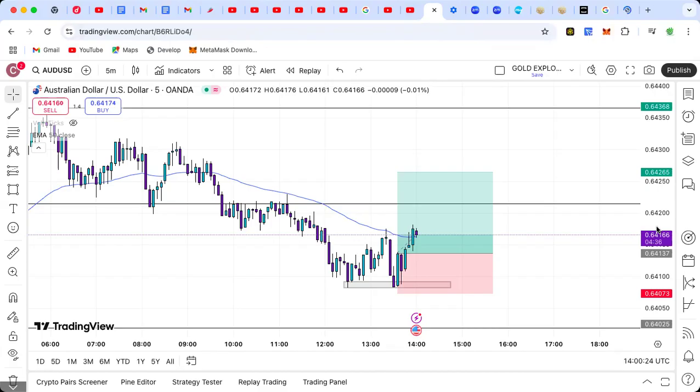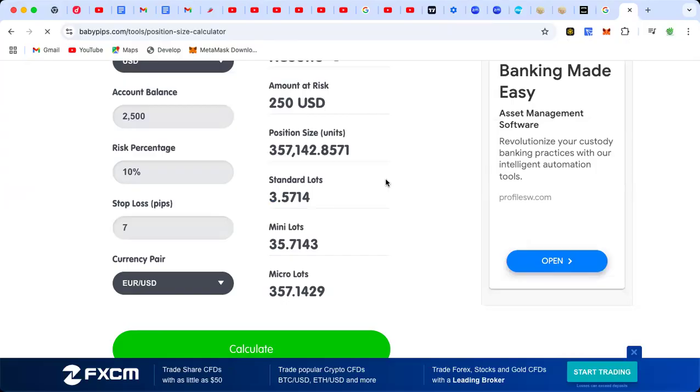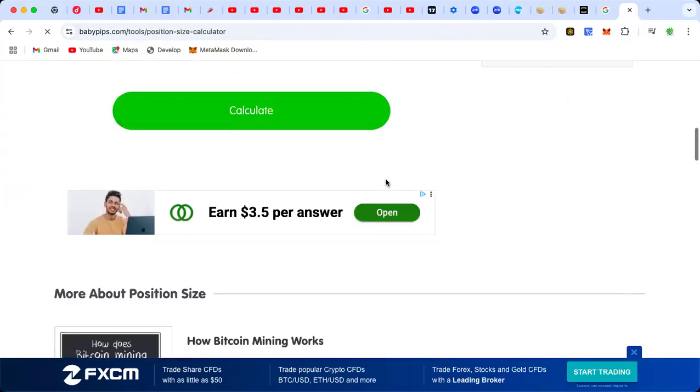I think the network is hanging. So if you have that, you said this is the number of pips that I want to lose. This is my lot size and all of that. So with this lot size, you are good to go.